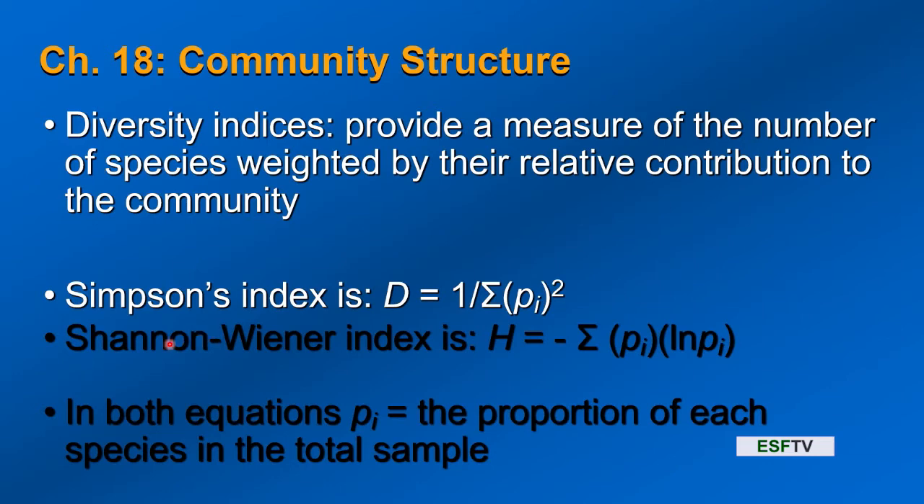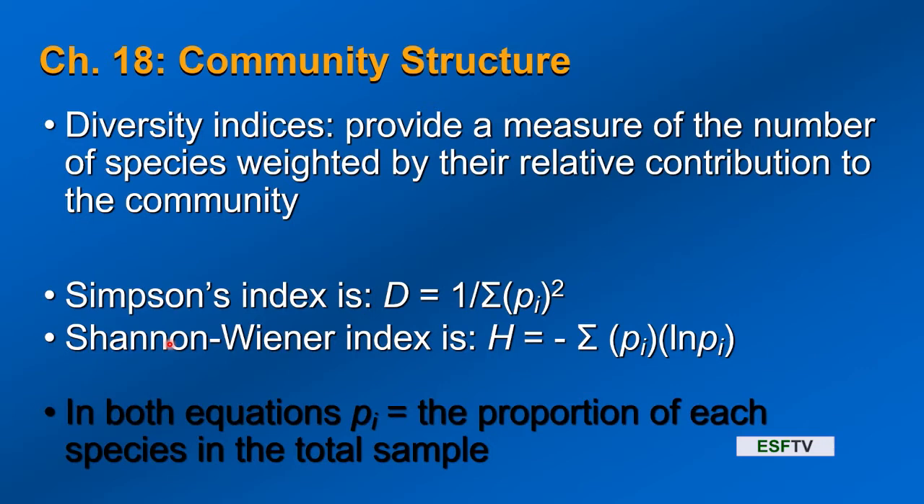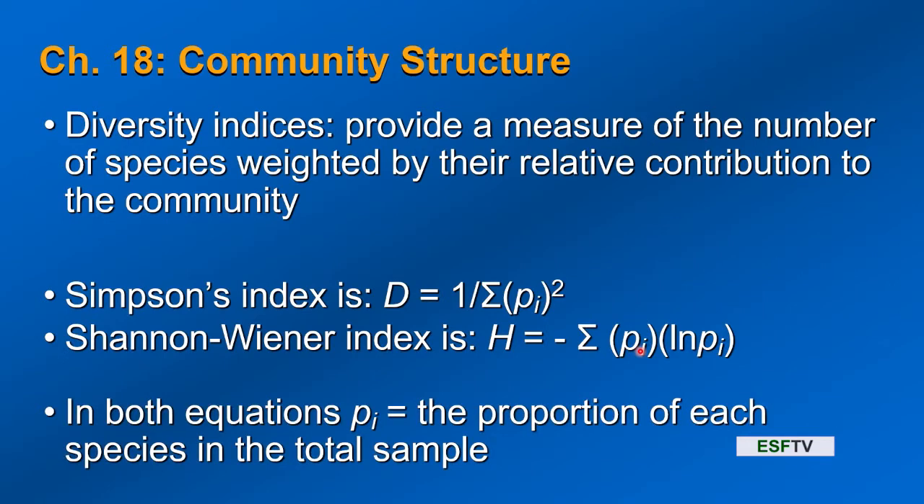The Shannon-Wiener is related. It's sometimes called the Shannon-Weaver. I'm not too sure why, I haven't learned. But it's represented by H, and it's the negative sum of the proportions times the log of the proportions. It turns out it gives you a pretty similar number. So essentially this is squaring straight up. This is squaring by the log, or I should say multiplying by the log, but it's still proportional data in both areas. Okay, so in both equations, P sub i is the proportion of each species in the total sample.